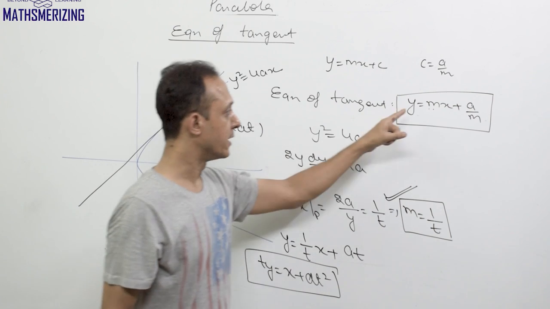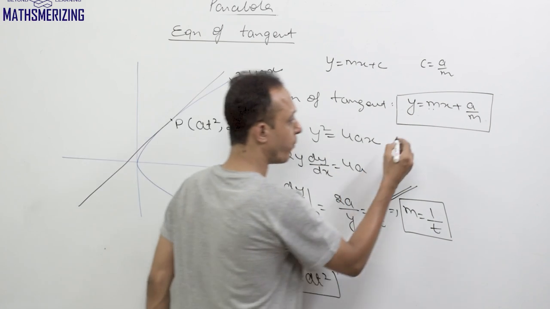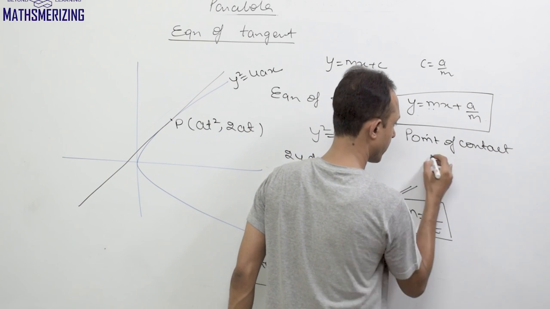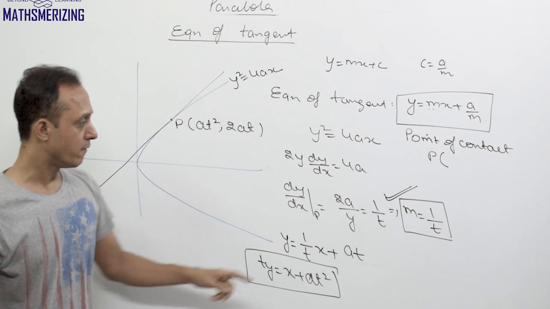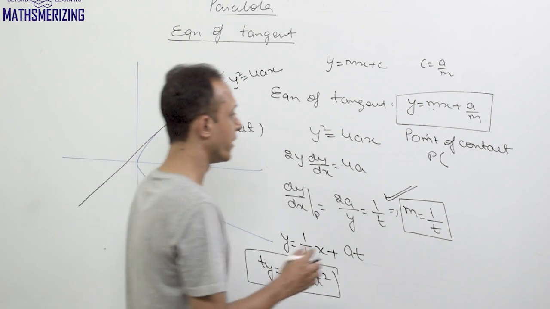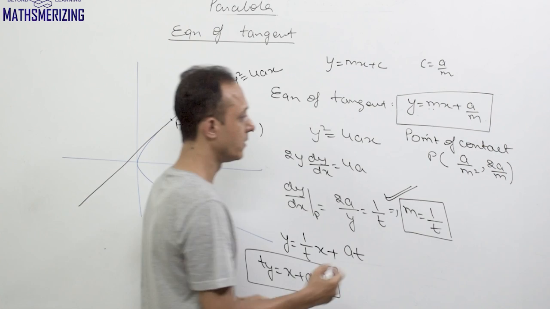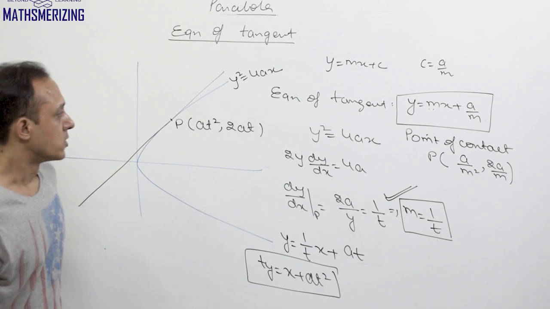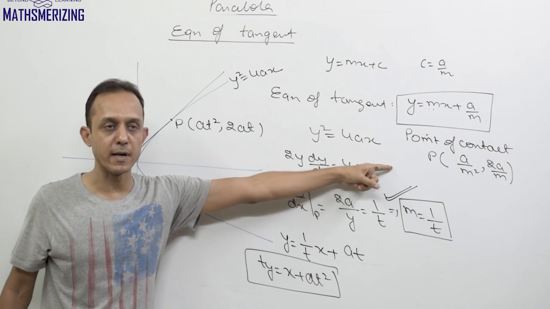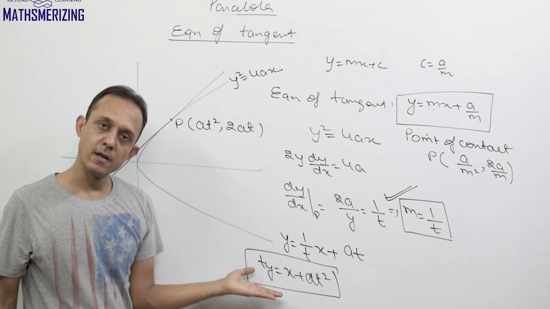If I'm given slope of this tangent, I can not only write this equation of tangent, I can also write this point of contact. So this point of contact of this tangent, P, we can write it in terms of m also. We know that m is 1 upon t and this point is (at square, 2at). So its point of contact should be (a upon m square, 2a upon m). So if we are given slope of a parabola, then we can write equation of tangent and point of contact. And if we are given parameter t also, then we can write point of contact and equation of tangent.